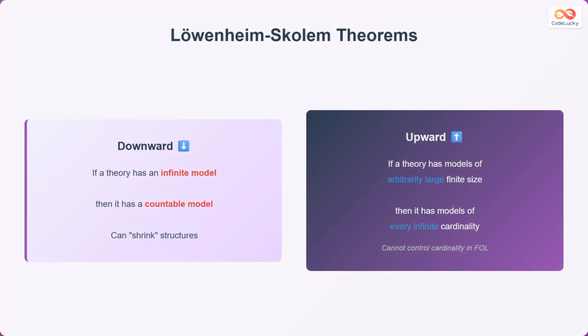The Löwenheim-Skolem theorems come in two flavors, downward and upward. The downward Löwenheim-Skolem theorem says that if a theory has an infinite model, then it has a countable model. This means we can always find a smaller structure that still satisfies the same theory. The upward Löwenheim-Skolem theorem states that if a theory has models of arbitrarily large finite size, then it has models of every infinite cardinality. This means that we cannot control the cardinality of infinite models in first-order logic.